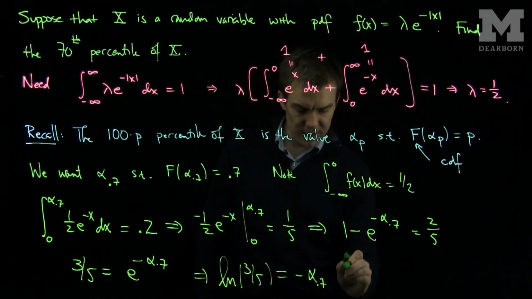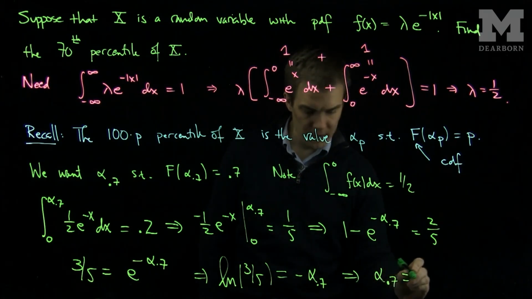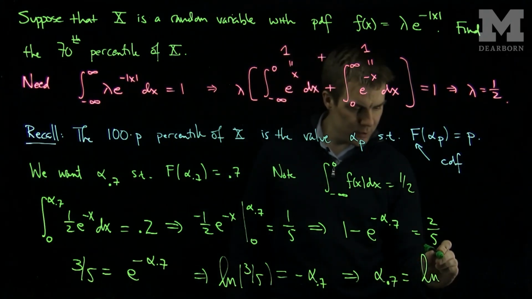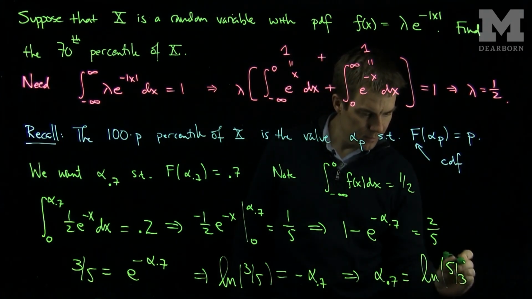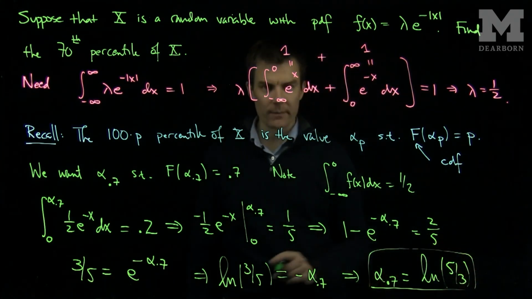And multiplying by -1, we see that alpha 0.7, the 70th percentile, is exactly equal to, since a negative log flips the inside, the log of 5/3. That will be the 70th percentile of the random variable X.